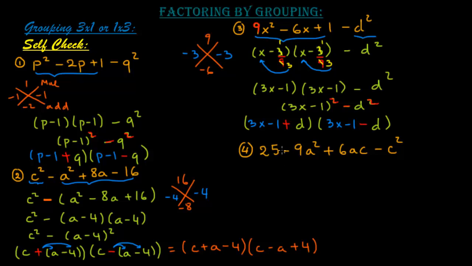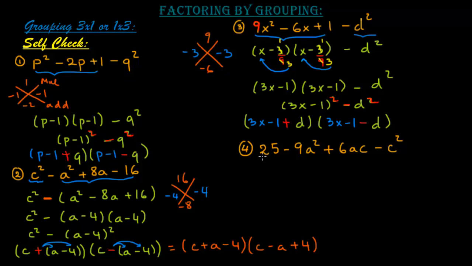Now in problem 4 we have 25 minus 9a squared plus 6ac minus c squared. So in this problem we have to do grouping 1 by 3. So first of all we can bring down 25, or we can also write 25 as 5 squared. Next 3 terms, since they start with negative, we have to factor out the negative, which gives me 9a squared minus 6ac plus c squared.